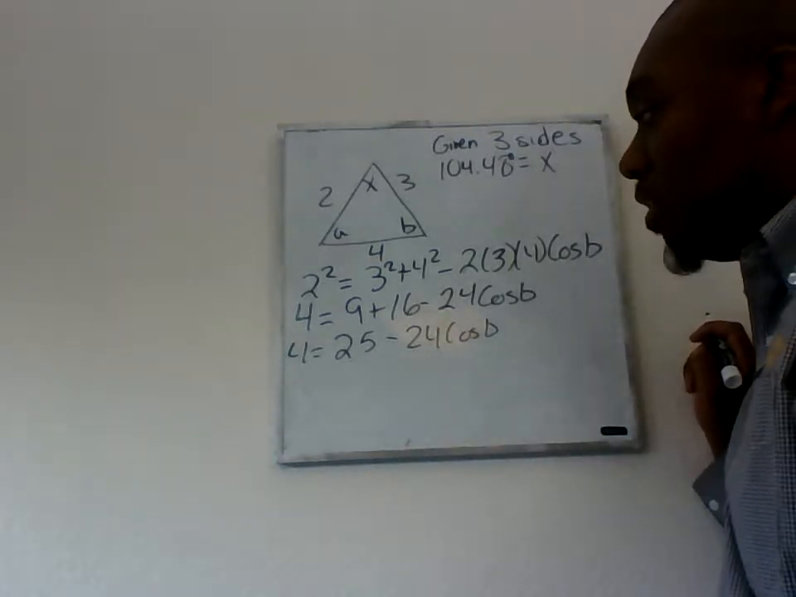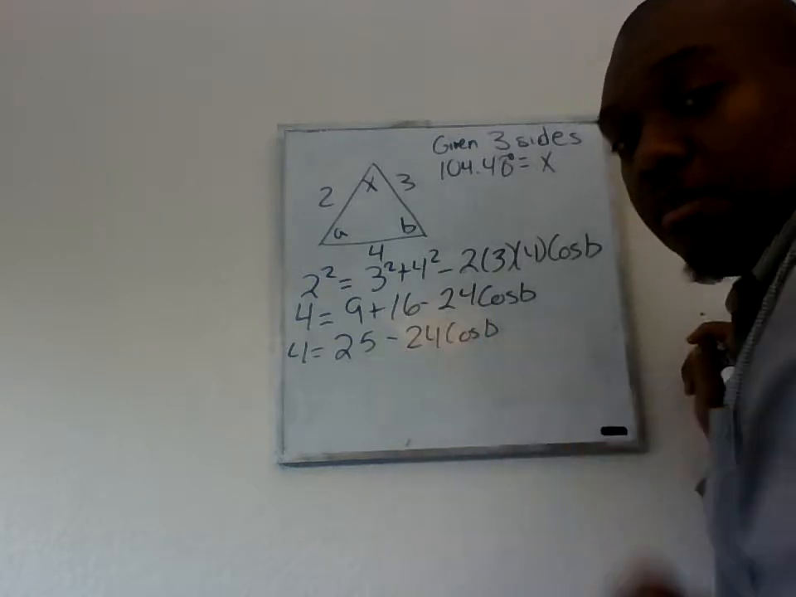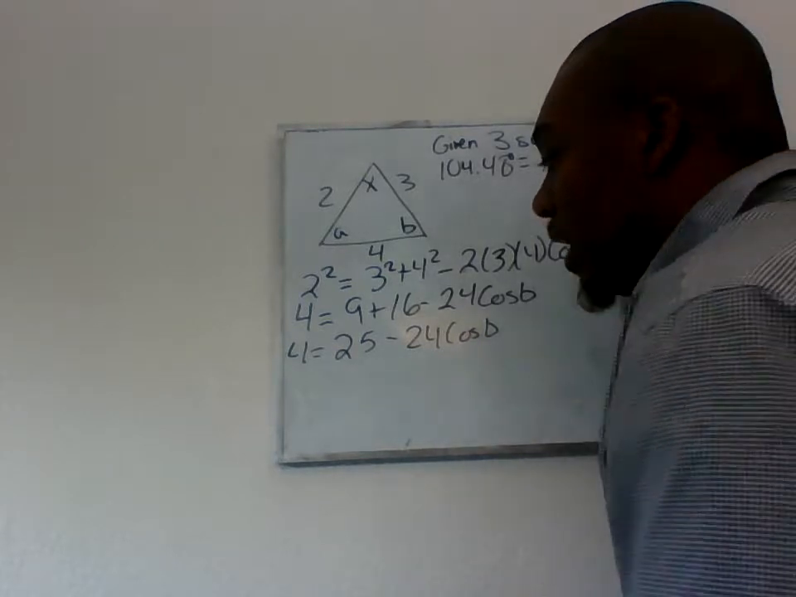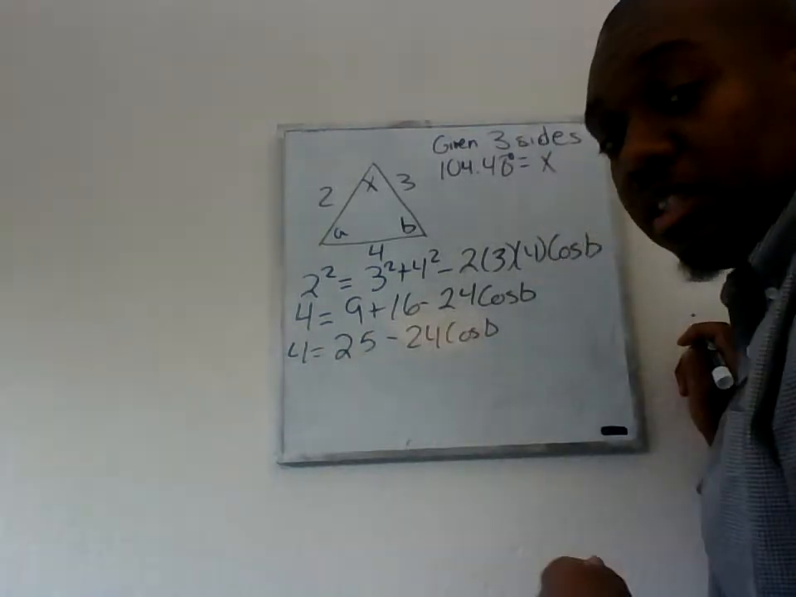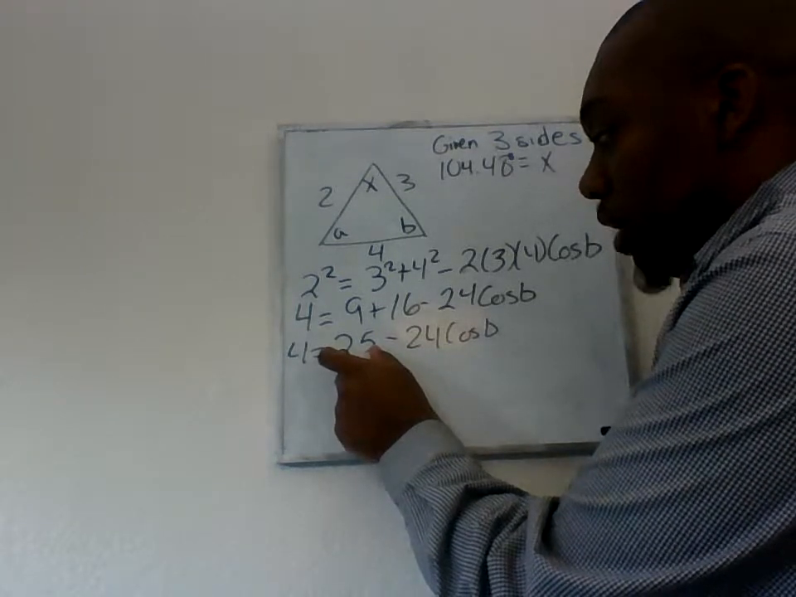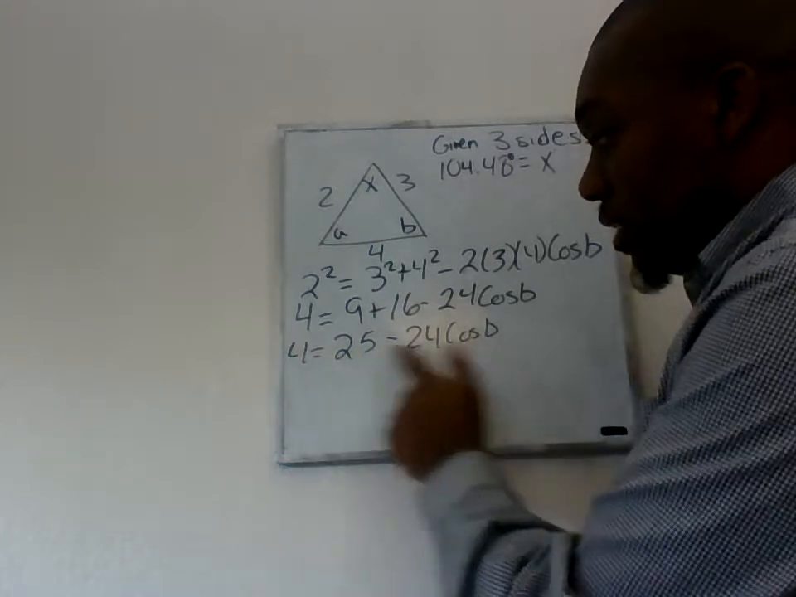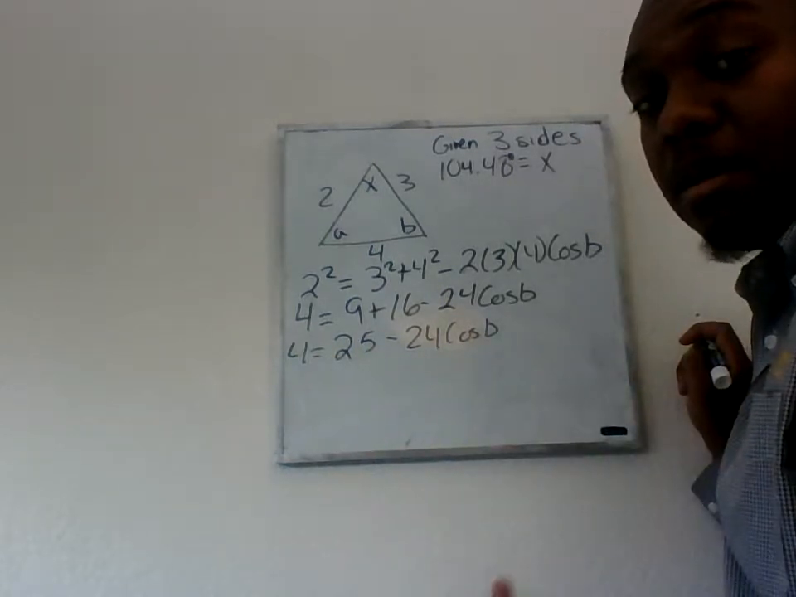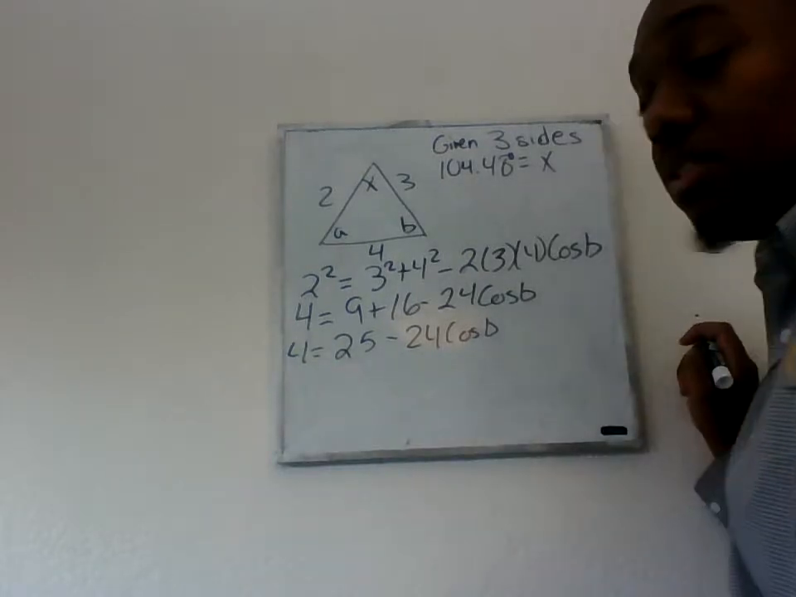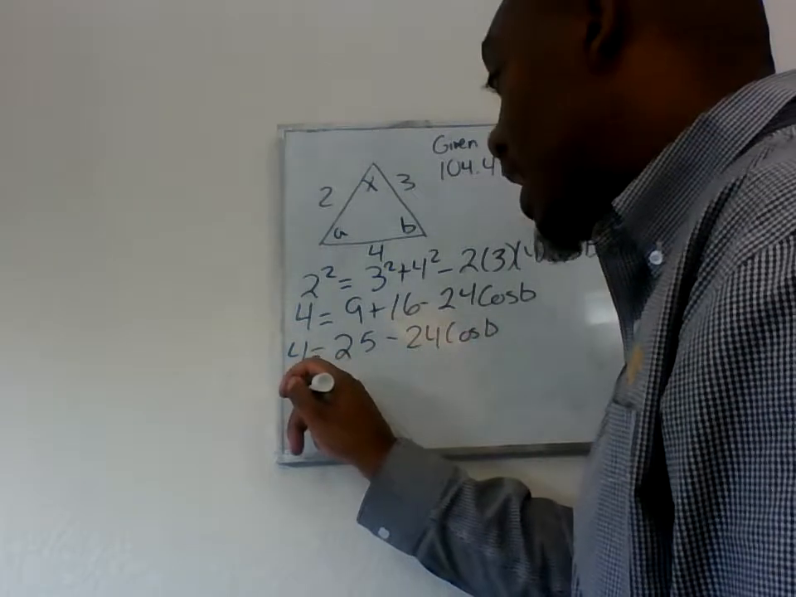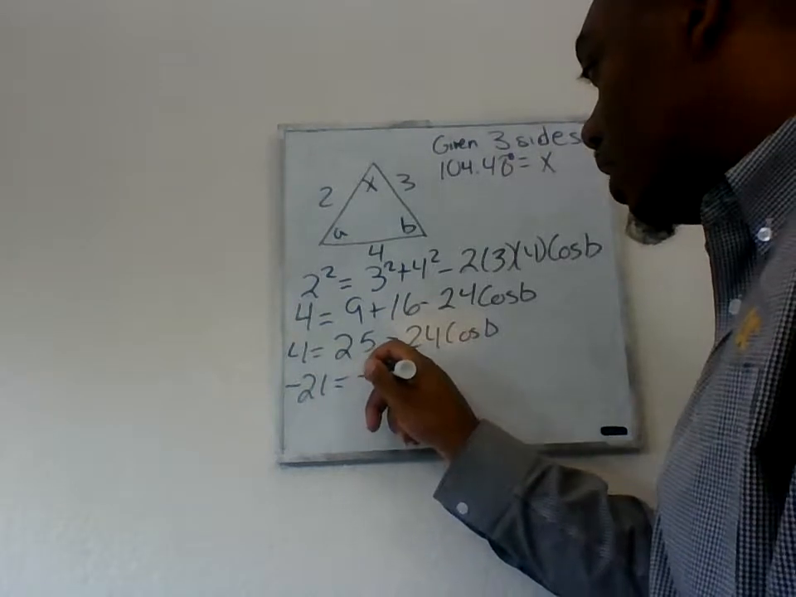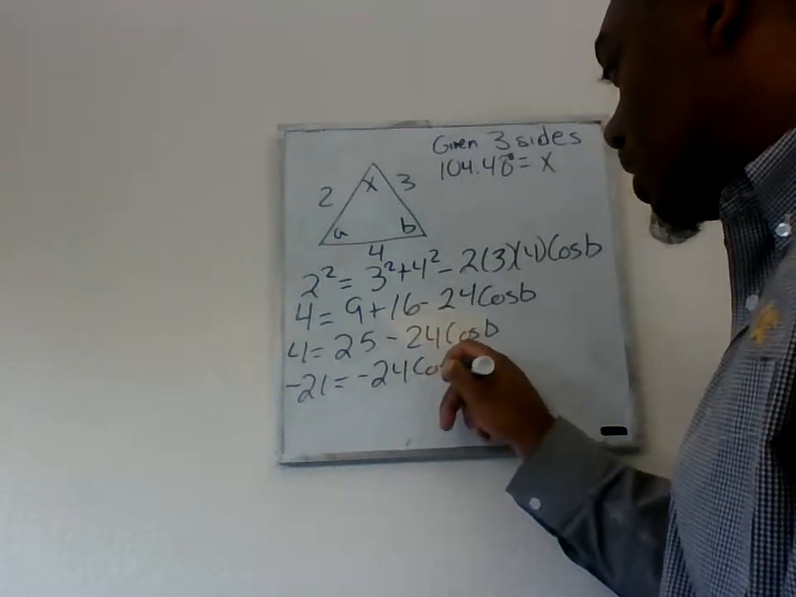All right. So how would I solve or get cosine of b by itself? Well, we know from solving algebraic equations that we would need to move the 25 to the other side first. And to do that, we would do the opposite of it. It's positive here, and it's subtracting this. So to get rid of that, to make it become 0, we would subtract 25. 25 minus 25 would be 0, right? So we need to do the same thing on the other side. 4 minus 25 will give us a negative 21. And so we get negative 21 equals negative 24 cosine of b.